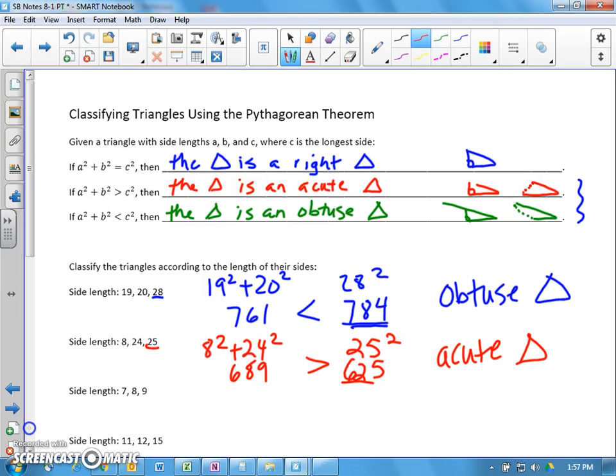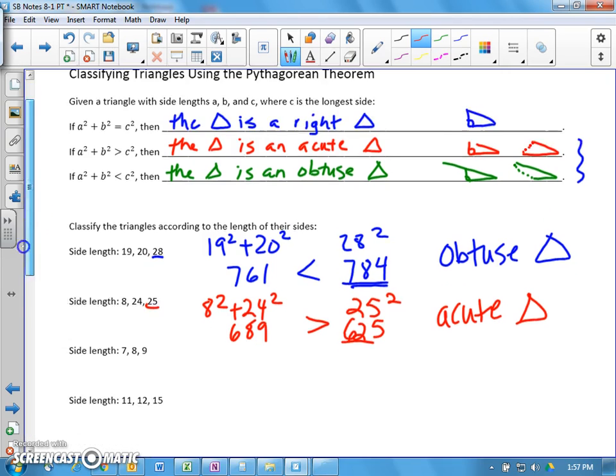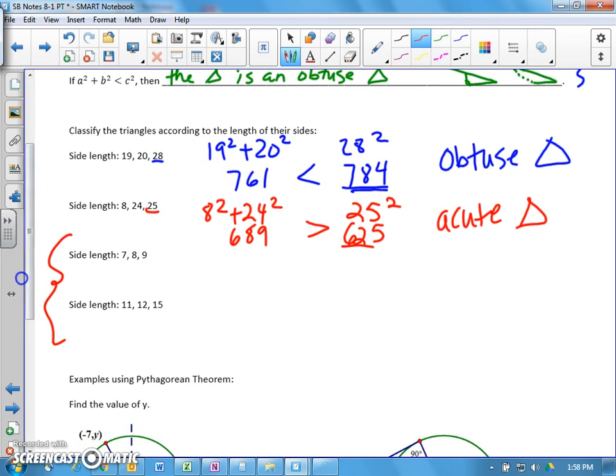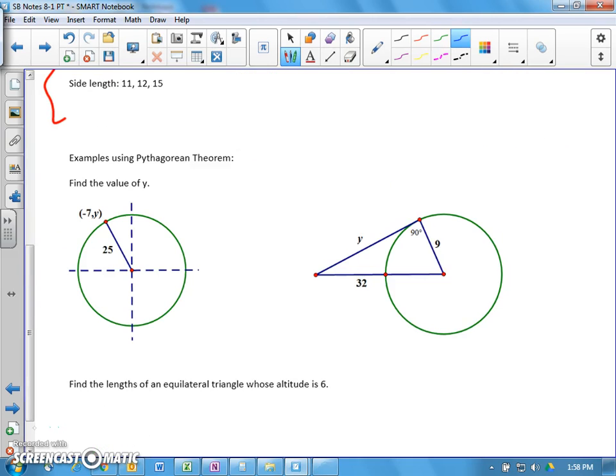I want you to try the next two on your own. Again, as with the other examples, your teacher will look for those when they're checking your notes in class. Stop the video. When you've completed these two, resume the video.